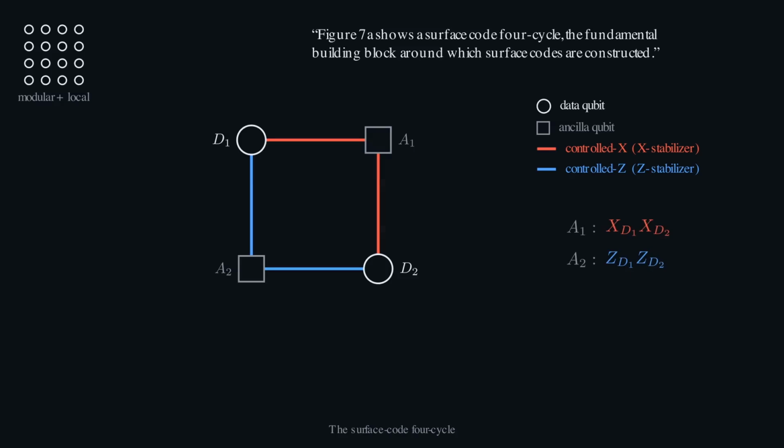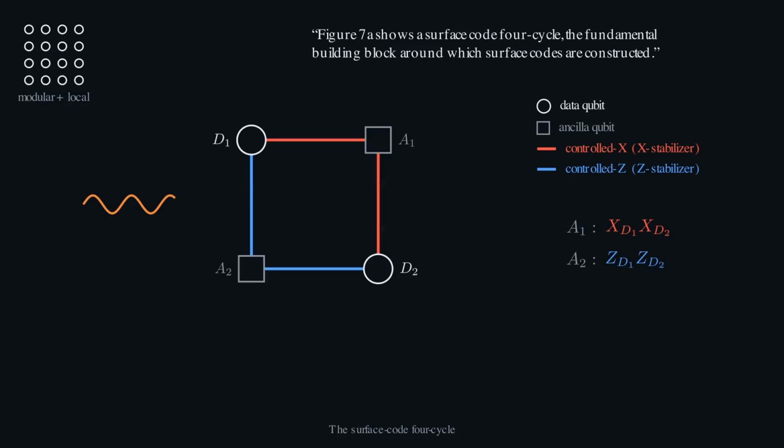The circles in figure 7a represent the code qubits, and the squares represent ancilla qubits. The red edges represent controlled X gates, each controlled on an ancilla qubit A and acting on a data qubit B. Likewise, the blue edges represent controlled Z operations, each controlled by an ancilla qubit and acting on a data qubit. These controlled operations are the gates with which the stabilizers of the 4 cycle are measured. Well, the point is that the 4 cycle designates a code space.